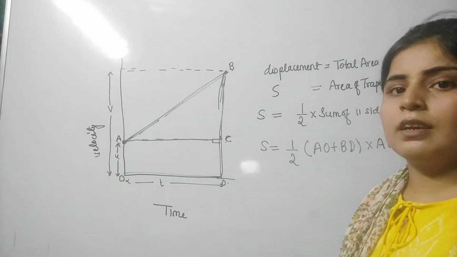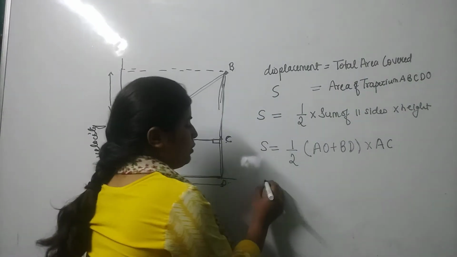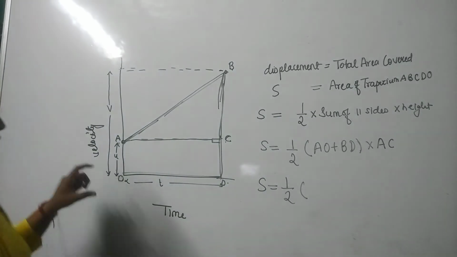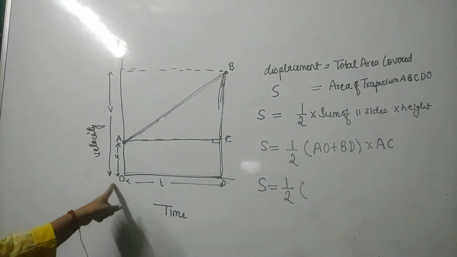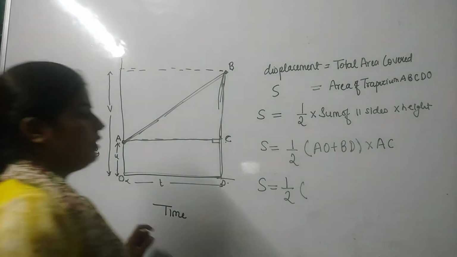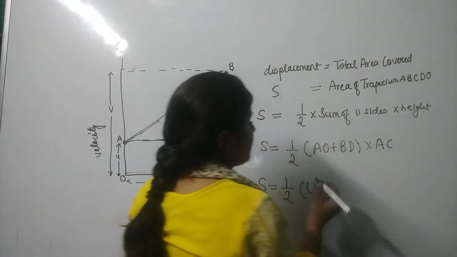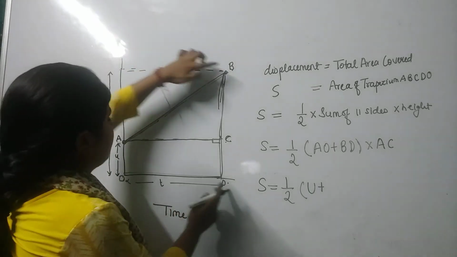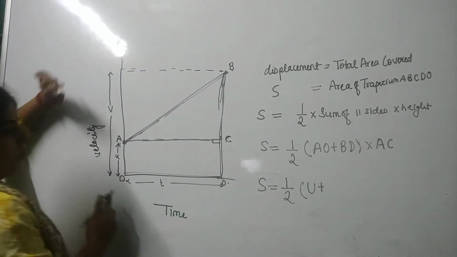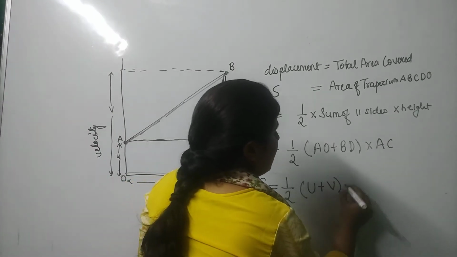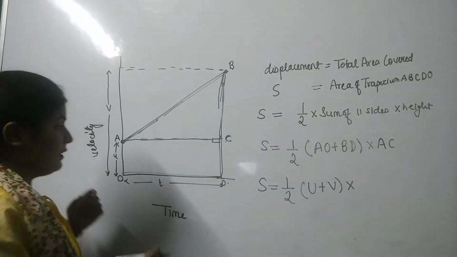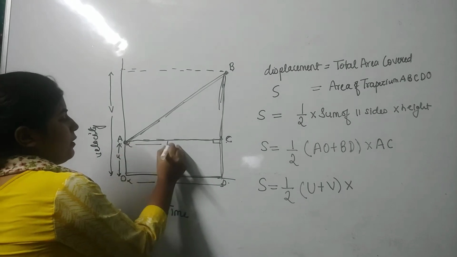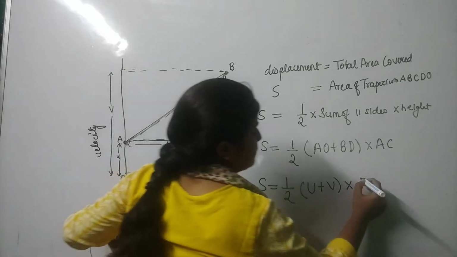So S will be equal to half into AO. What is the value of AO? That is u. And what is the value of BD? BD will be equal to v. And AC is the time, because OD is a time, so this will also be given by t.